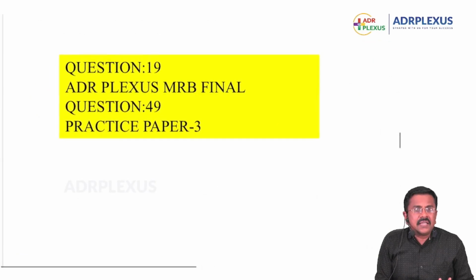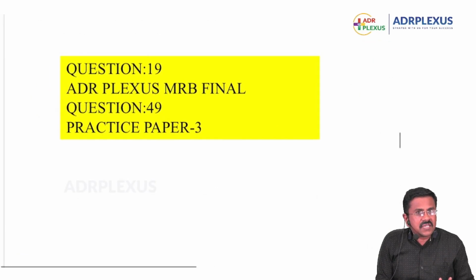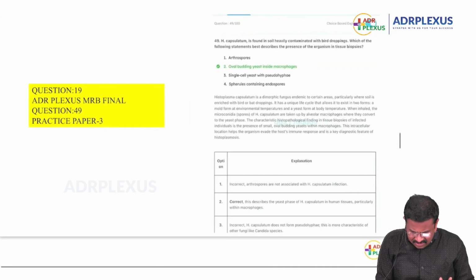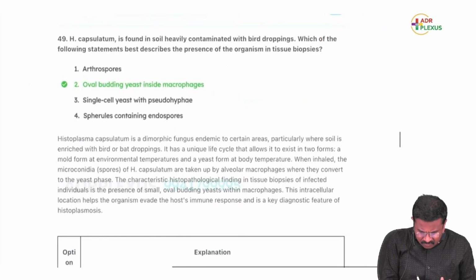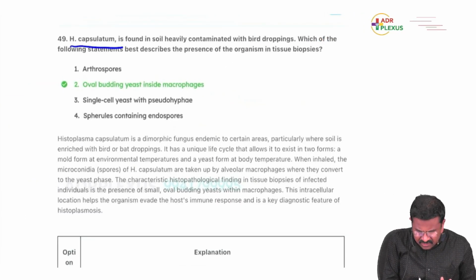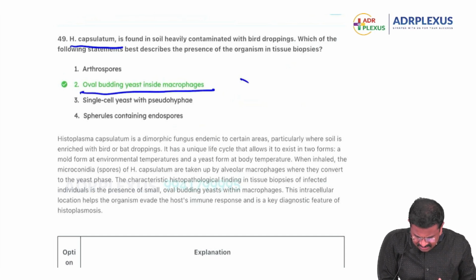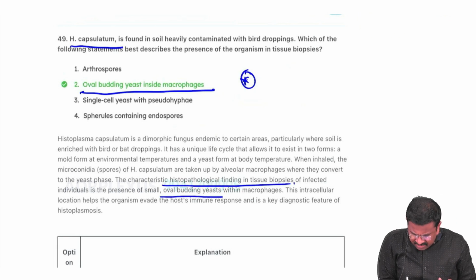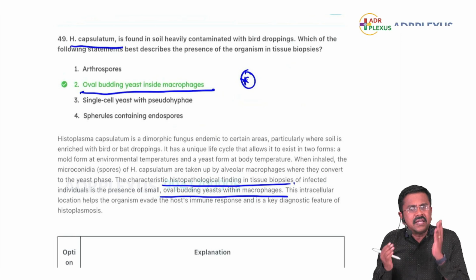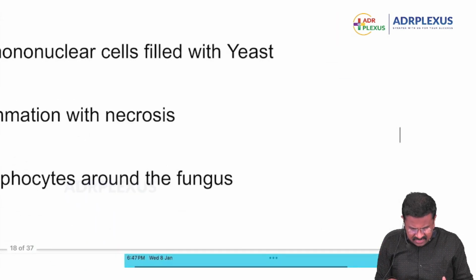And see this in practice paper 3, question number 49 says exactly the same thing. In Histoplasma capsulatum, what are the definite features? So this is the oval budding yeast inside the macrophages. In the tissue biopsies, oval budding yeast within the macrophages, exactly the same question is asked.